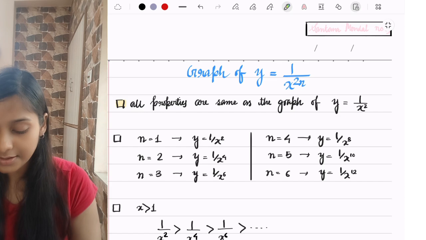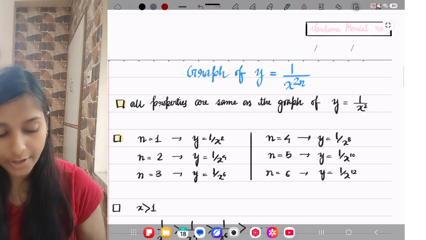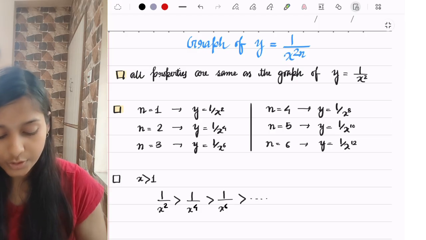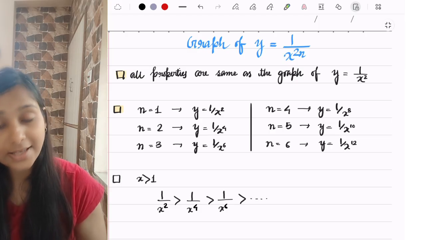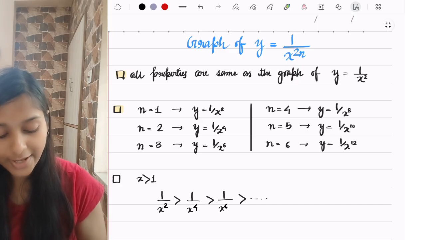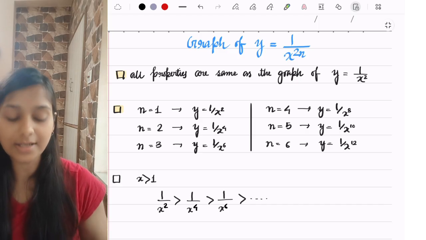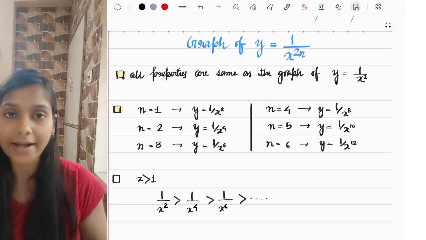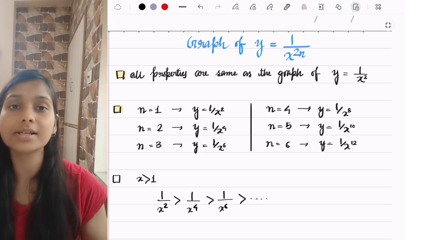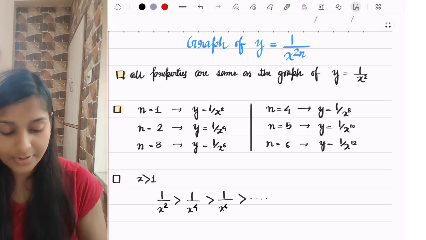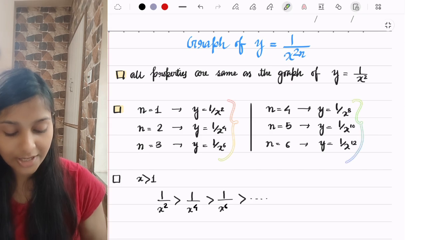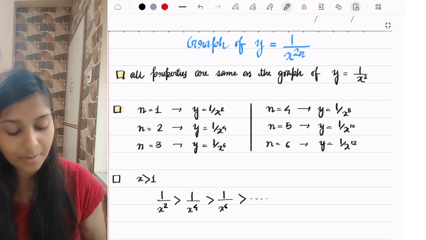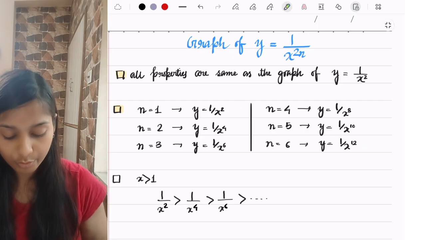Okay, next, for n equals 1, we get y equals 1 by x square. Next, 2, y equals 1 by x power 4. For 3, y equals 1 by x power 6. So the powers are rising and these are all even powers. Now again, we can divide the real line into 4 parts. In those 4 parts, these graphs behave like, in some places this is higher and in some places that will be higher. So we need to check that.